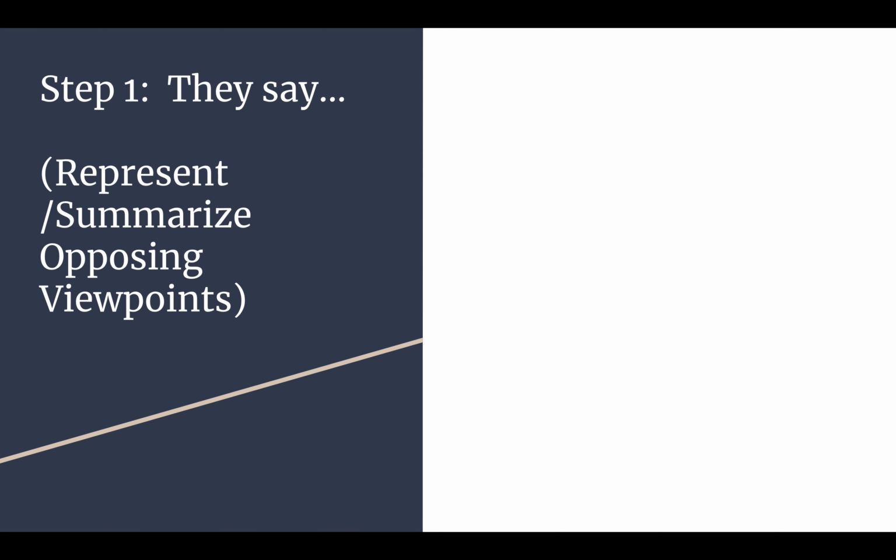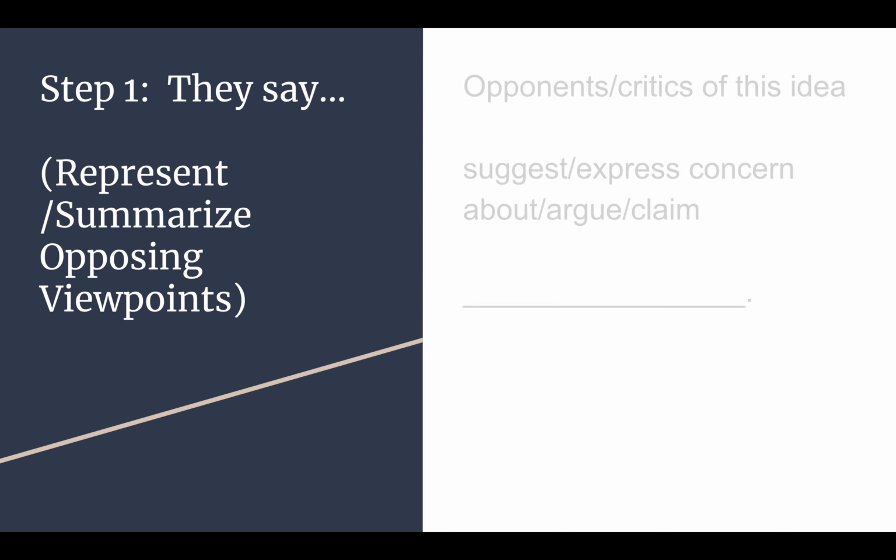So there are really three steps to representing and responding to the counterclaim. The first step is to make sure that you have represented that viewpoint accurately and fairly. And so you're going to summarize what other people say, people who disagree with you, without adding your own bias in, because you really want to show your audience that you are listening to people who may disagree, that you hear what they have to say.